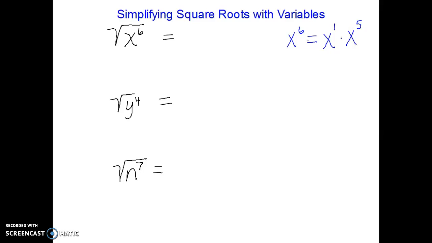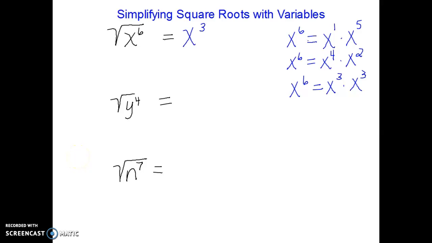If we recall our rules with exponents, we actually add our exponents when we're multiplying variables together. X to the 6th could also come from x to the 4th times x squared. Also, x to the 6th can be factored as x to the 3rd times x to the 3rd. Since those two terms are identical, that's going to be my square root of x to the 6th power.